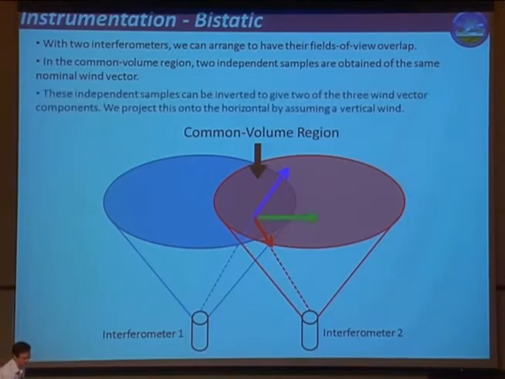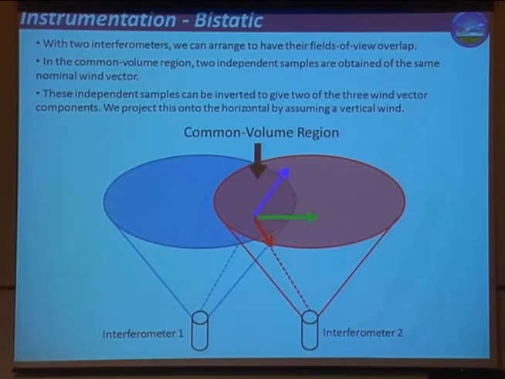And so we can invert those measurements to give us uniquely 2 of the 3 vector wind components in the common volume region. In order to project that onto the horizontal, we do need to make an assumption: we need a value for the local vertical wind. For simplicity, we just set the vertical wind to be 0. There are other options you can choose, but it turns out that assumption doesn't affect our results too strongly for a couple of reasons.